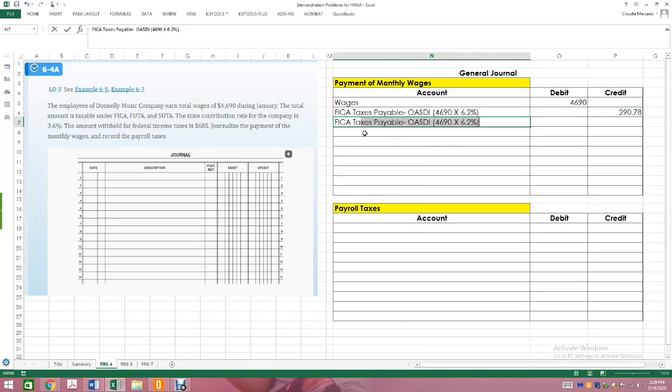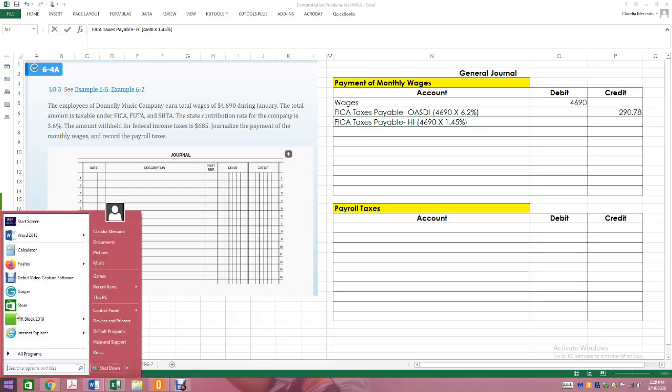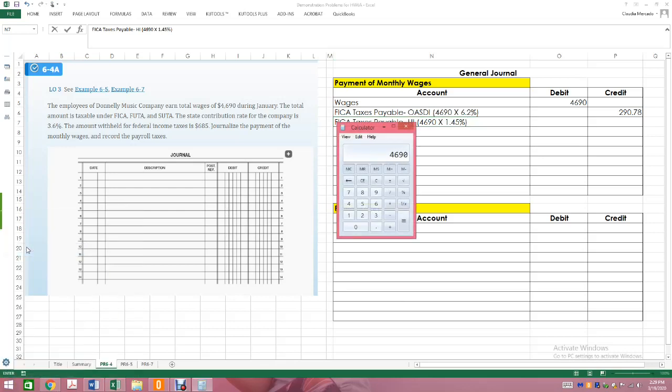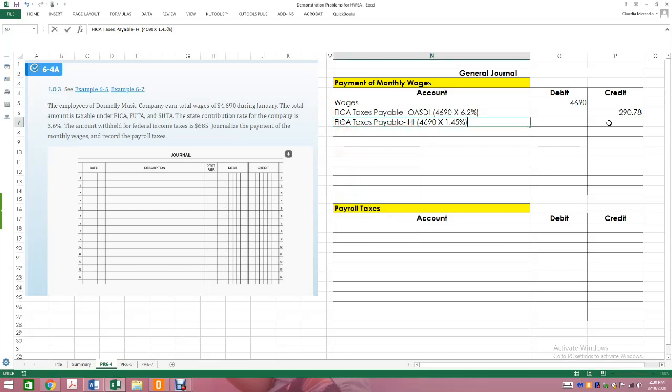The next I have is FICA Taxes Payable, but this time we're doing HI. Okay? Now, once again, you have to refer to prior chapters. How do I calculate my HI tax? Well, it's your wages, 4690, times the rate of 1.45%. So once again, I'm going to get my calculator, and I'm going to do 4690 times 1.45%. And that gives me 68.005. Now be very careful. We're going to round that up because the third digit is a 5. I'm going to round out to 68.01. Okay?